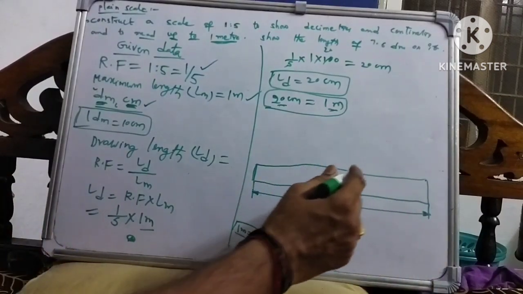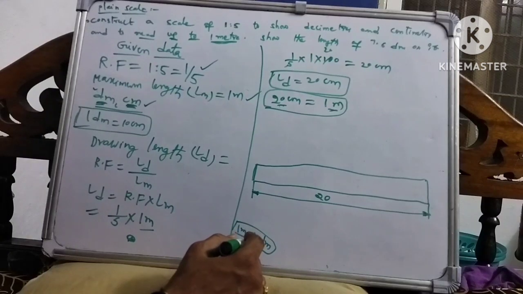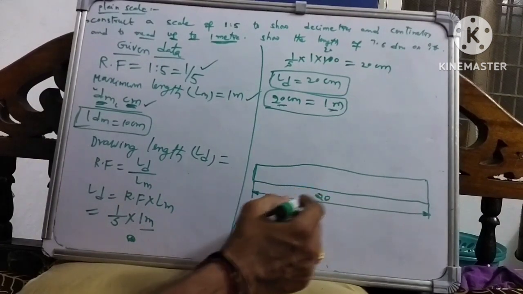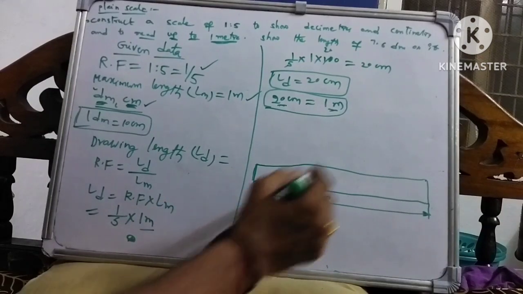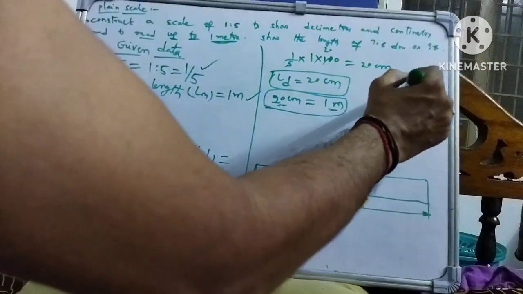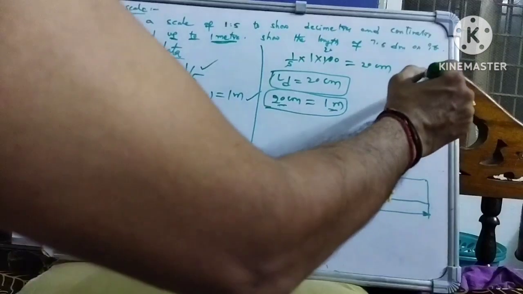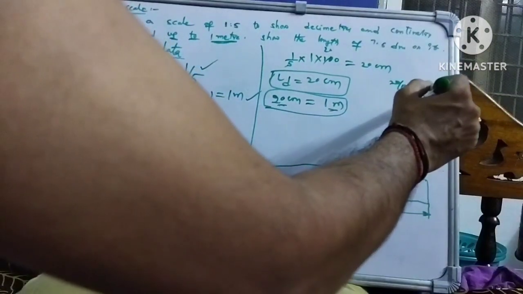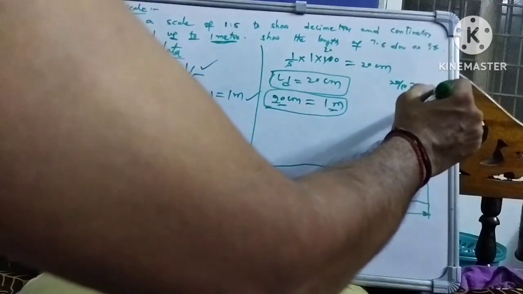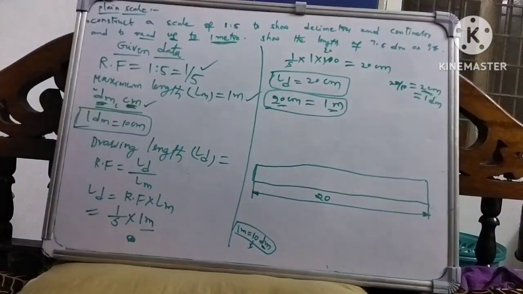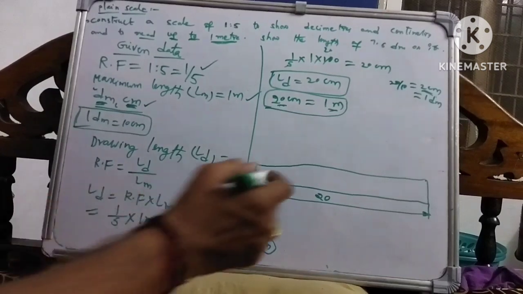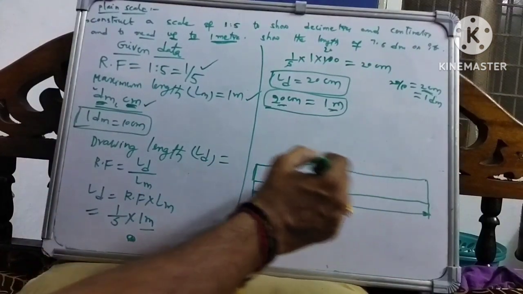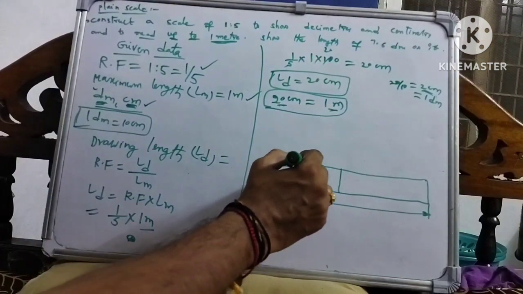So divide this into 10 parts. Each part should show 1 decimeter. The line is 20 centimeter. Divide this into 10 parts means 20/10, each one 2 centimeter. So this is the drawing length. This 2 centimeter line length is equal to 1 decimeter. So divide this into 10 equal parts.